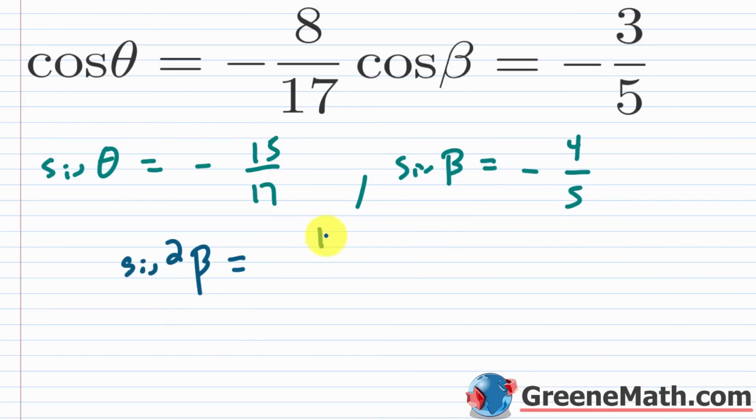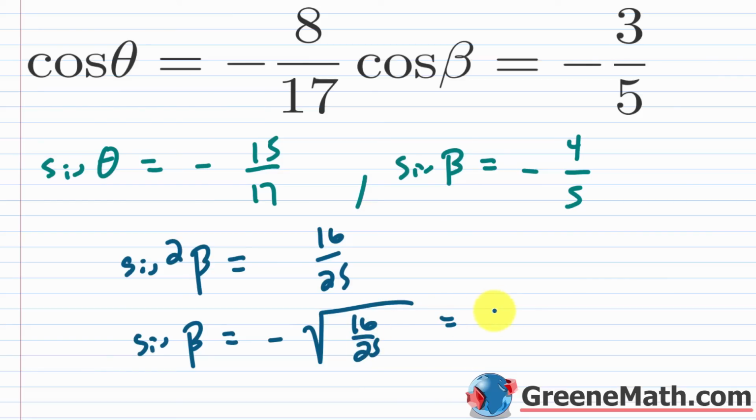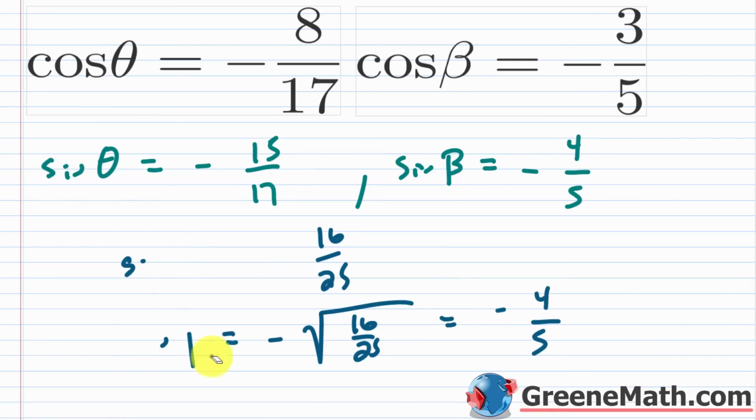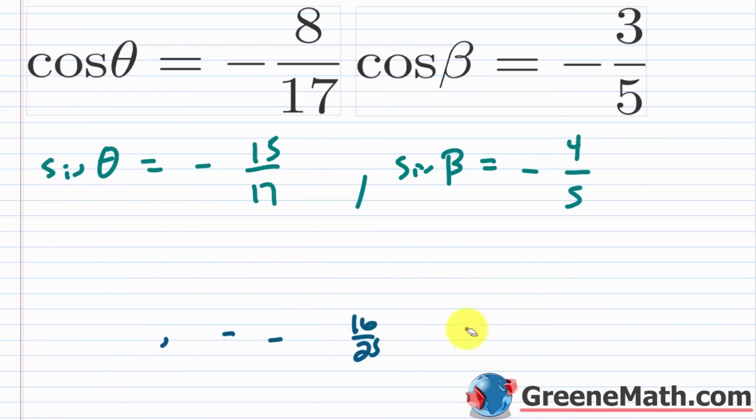And again, I am in quadrant 3. So I want the negative square root. So the sine of beta is equal to the negative of the square root of 16 over 25, which equals negative square root of 16 is 4, square root of 25 is 5. So that's how I got the negative 4/5 for sine of beta. Okay, so now that we have that information, let's figure out our tangent.